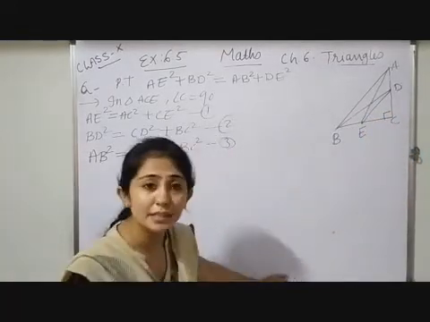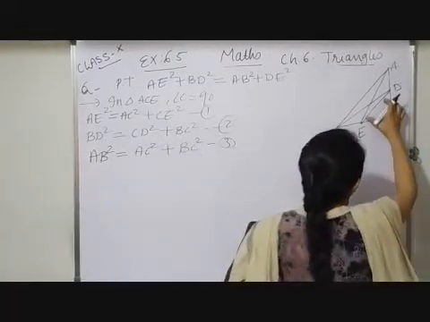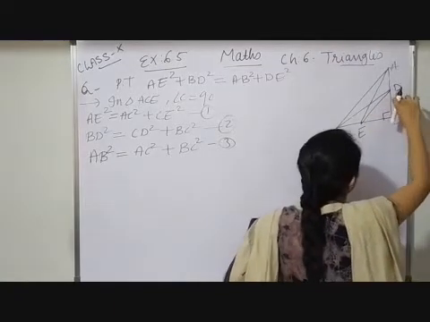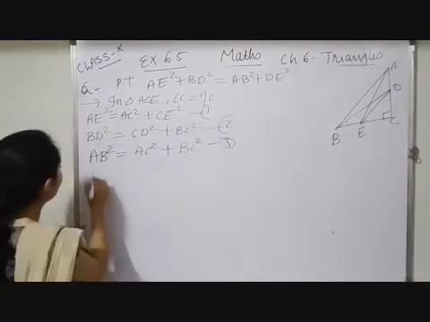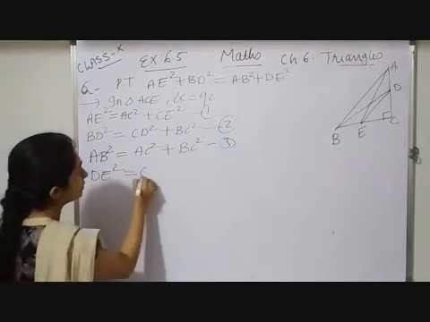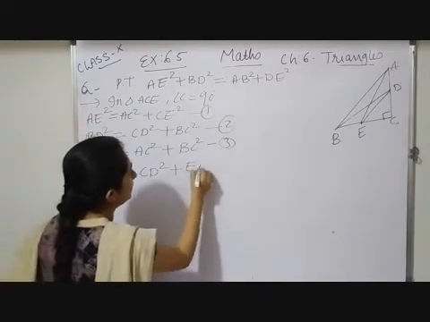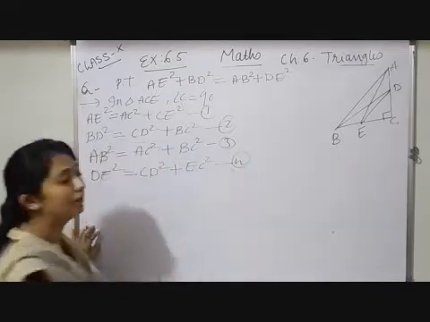Here, see 90 degree in this triangle also. So, DE square equals CD square plus EC square. Let this one be your equation number 4.